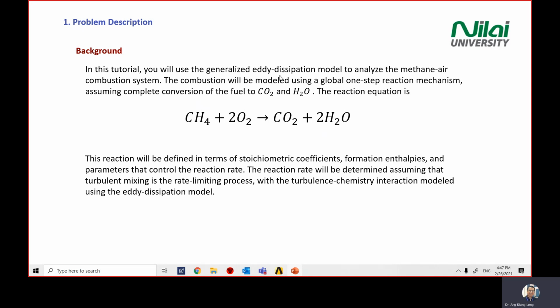Again, for this tutorial, we're going to use the eddy dissipation model for the combustion process. This equation achieves a state called the stoichiometric state, a stable state, right? And let's jump into the simulation.